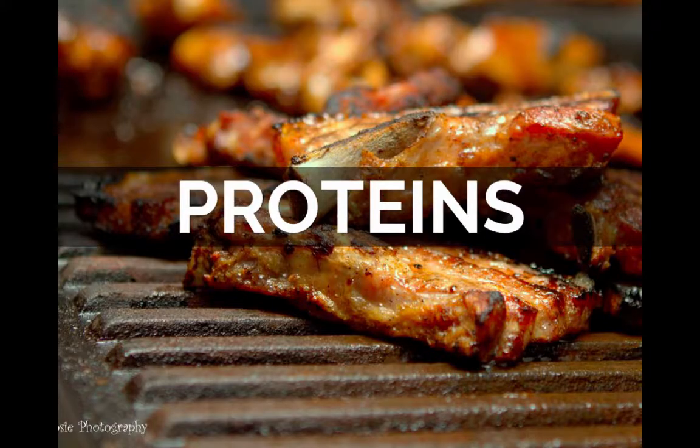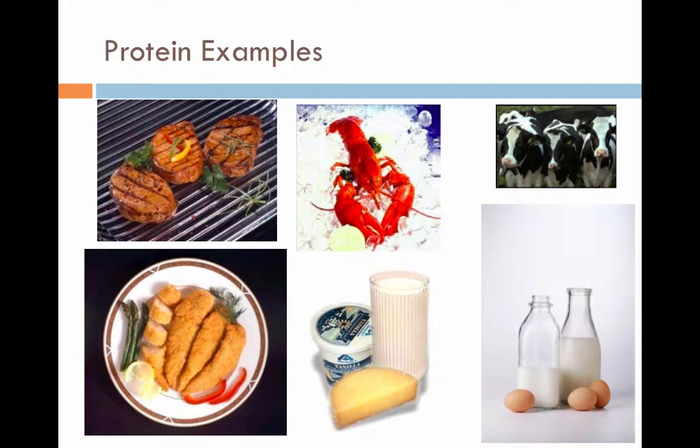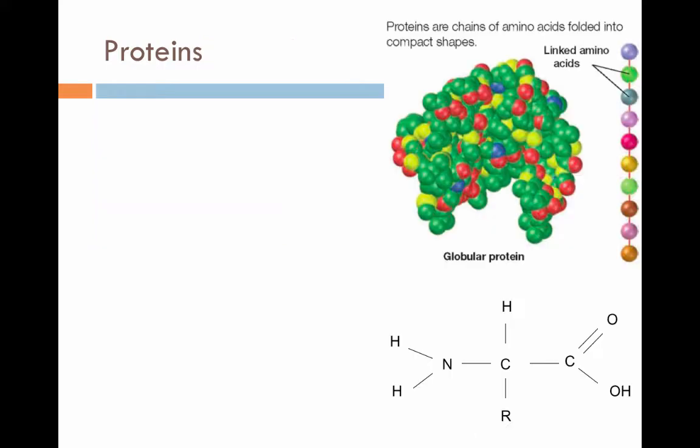Next up are proteins. These are all examples of proteins. Again, write a couple examples. We have any type of meat. We have steak, hamburger, lobster, fish, chicken. Also dairy, cheese, milk. Anything that comes from an animal is usually a protein.